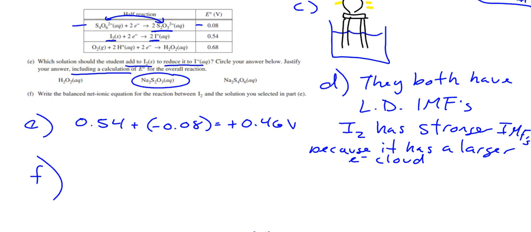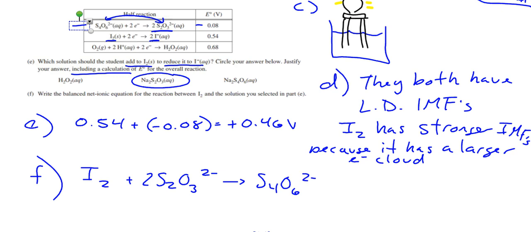What's the overall equation then? You just need to write these out. The electrons are the same. So I put I2 plus 2. I just write it all down. Why don't I have to double anything? Because I had the same number of electrons. You got 1 point, by the way, in the previous one for picking the right answer, and then 1 point for the justification. The last one, you just get a single point.